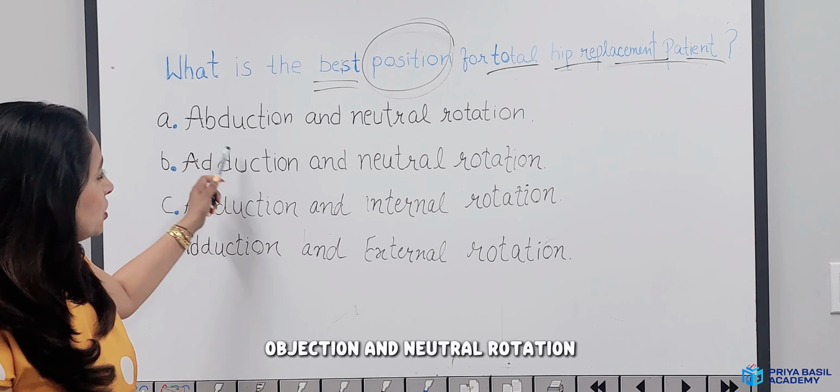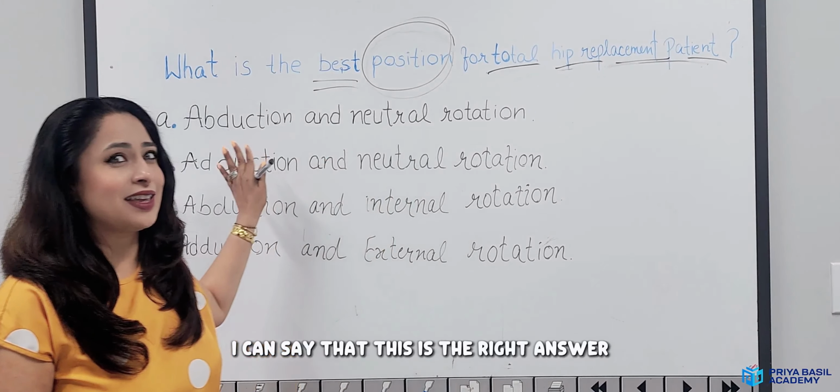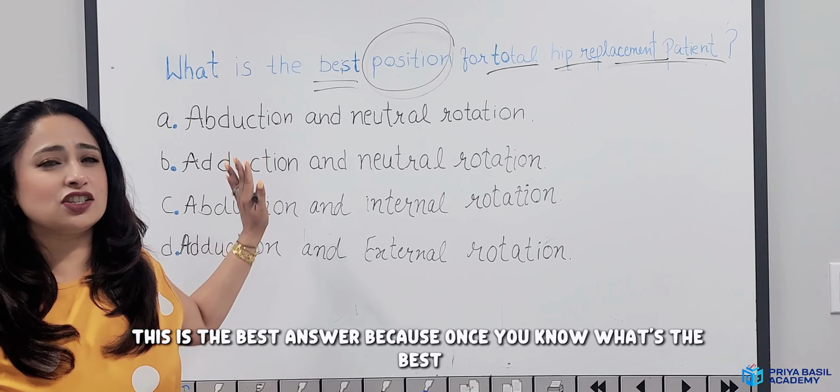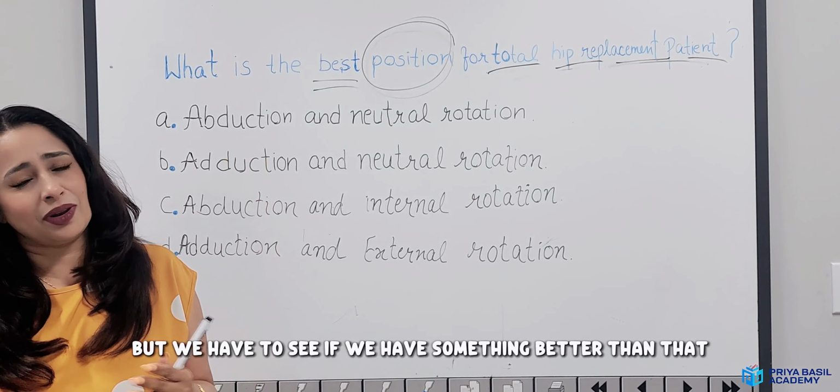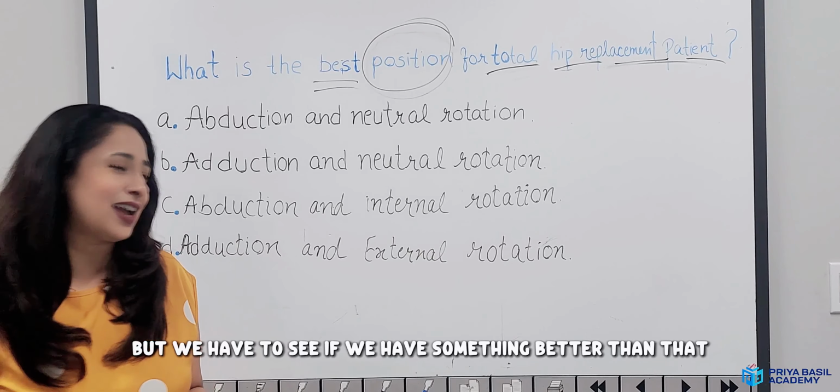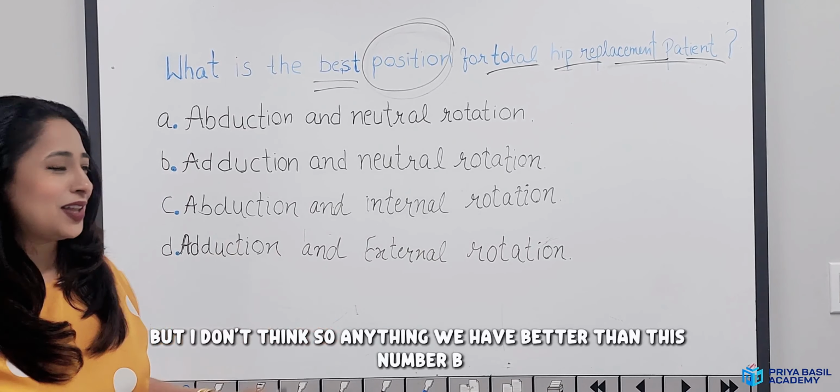Option A, abduction and neutral rotation. I can say that this is the right answer, the best answer, because once you know what's best, you don't need to puzzle over the other options, but we have to see if we have something better than that. I don't think we have anything better than this.